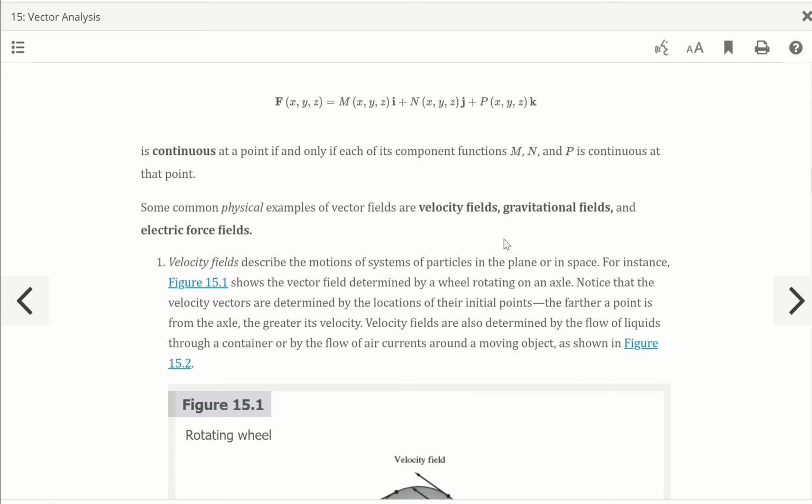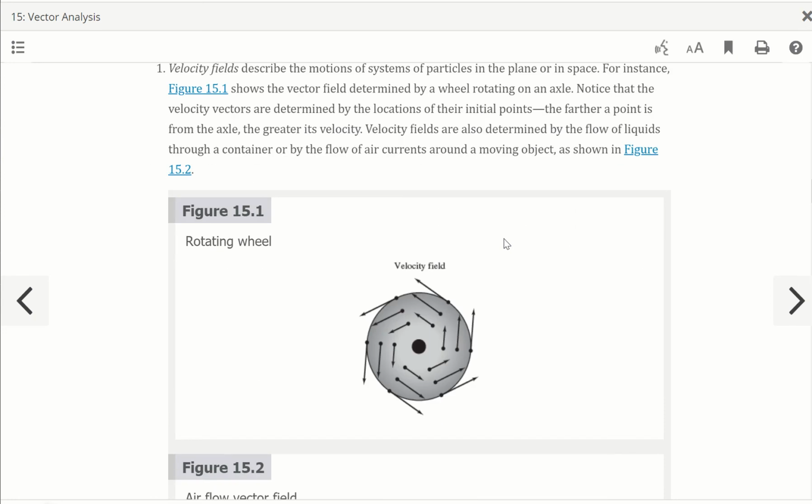Vector fields come up a lot. There's tons of physical examples of these things. Things like velocity fields, gravitational fields, electric force fields, things that involve flows of liquids or any kind of viscous things will be examples of vector fields.